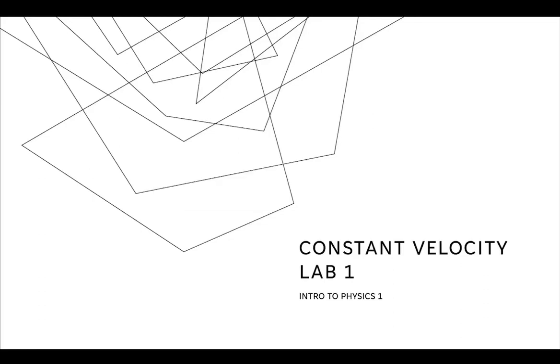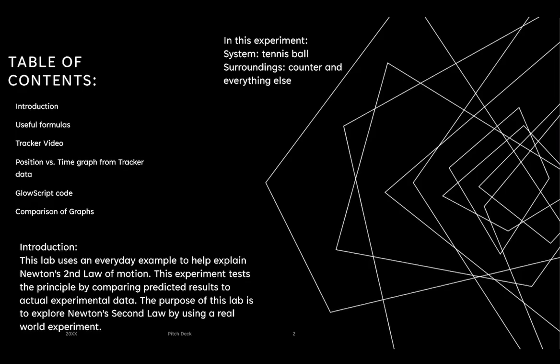Hello, this is my lab report for Lab 1 over constant velocity. This lab uses an everyday example to help explain Newton's second law of motion. This experiment tests the principle by comparing predicted results to actual experimental data. The purpose of this lab is to explore Newton's second law by using a real-world experiment.